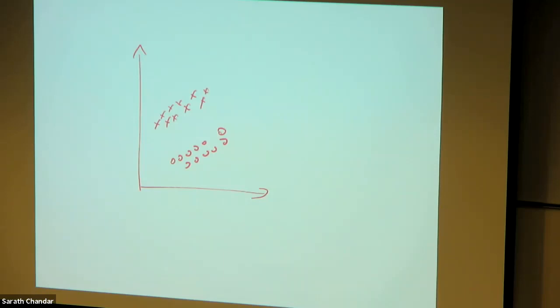Okay, I have a data set like this, and I want to do principal component analysis with just one dimension. This is already 2D data, and I'm going to project it to one dimension. Can somebody guess what would be the principal component for this data?